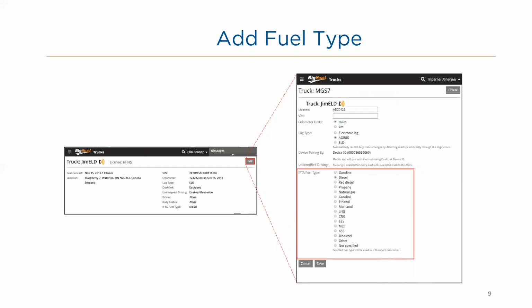To add fuel type for a truck, click the Trucks menu item from the BigRoad navigation panel. From the available list of trucks, select a truck to add an IFTA fuel type for. Click the Edit button on the truck's profile page. On the truck's editing page, select the appropriate option from the IFTA fuel type section, for example, diesel, and then click the Save button.